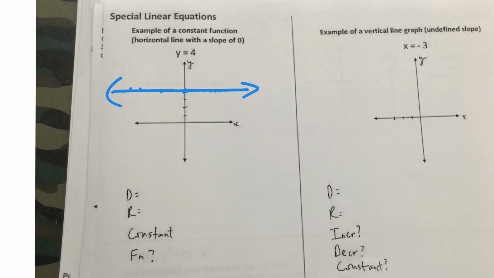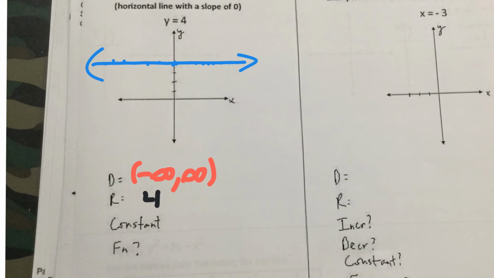So if I looked at this case, the domain, what possible x values do we have? Well, it goes forever in the left and right direction. So the domain is negative infinity to positive infinity. Next, the range. What y values does the graph use? Well, it doesn't happen down here. It happens at 4, and then it quits happening up above it. So the only value in the range is 4. That's the only y value used.